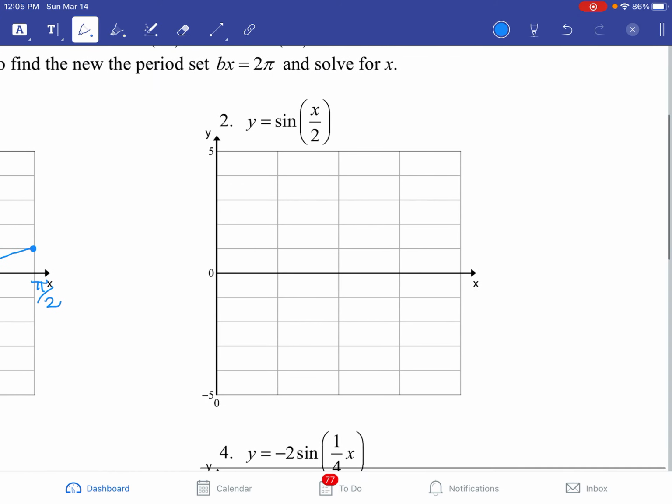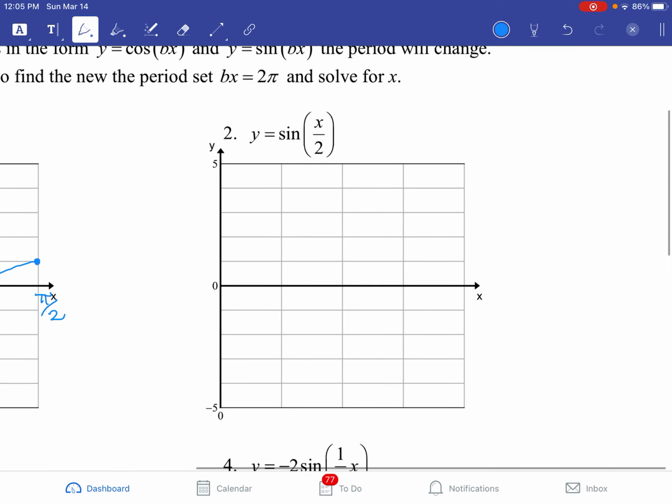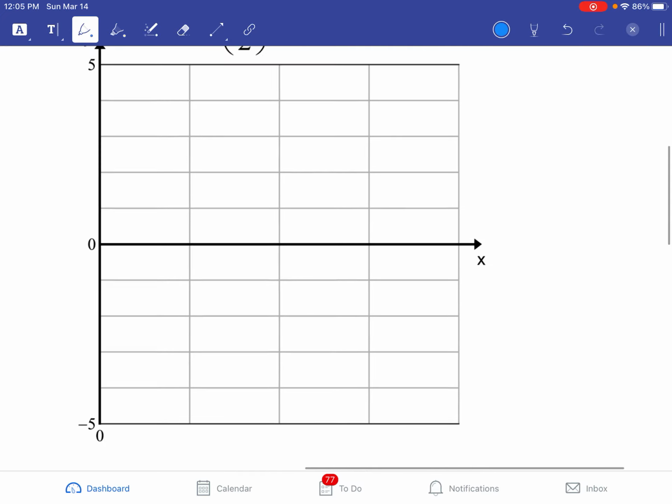Let's look at number 2. Again, we have something dividing x. So we set x over 2 equal to 2 pi, which is the normal period for our sine graph. To get x by itself, we multiply by 2, so x will equal 4 pi. Now our graph is going to be stretched horizontally. It's much wider than it usually is, and the ending point is going to be 4 pi.